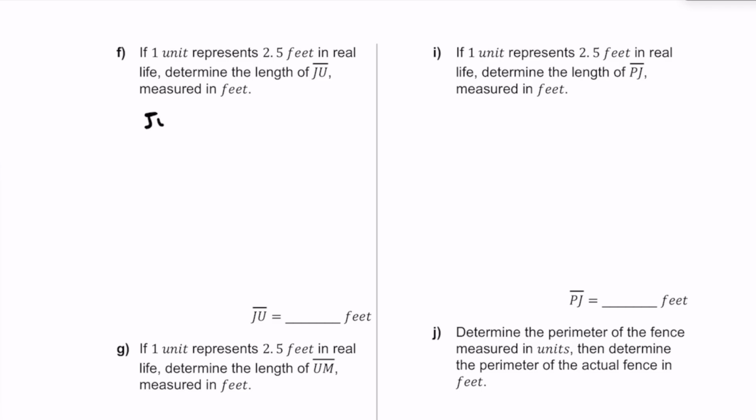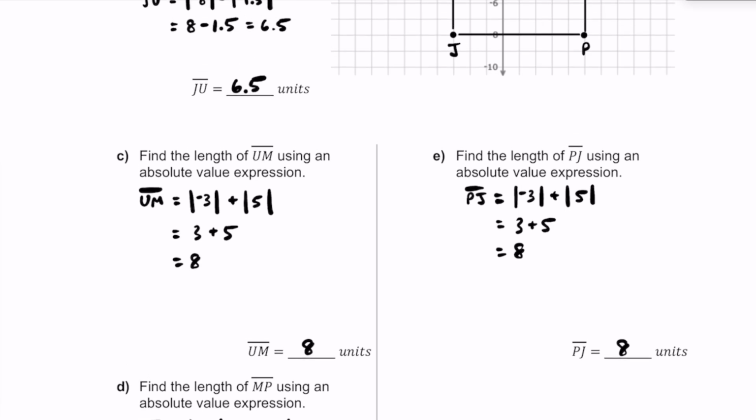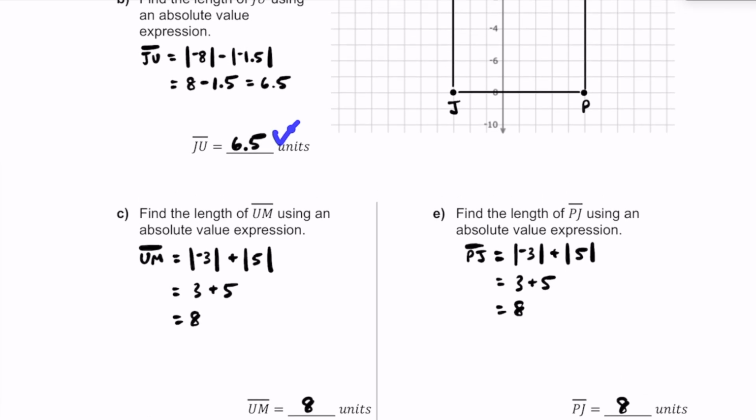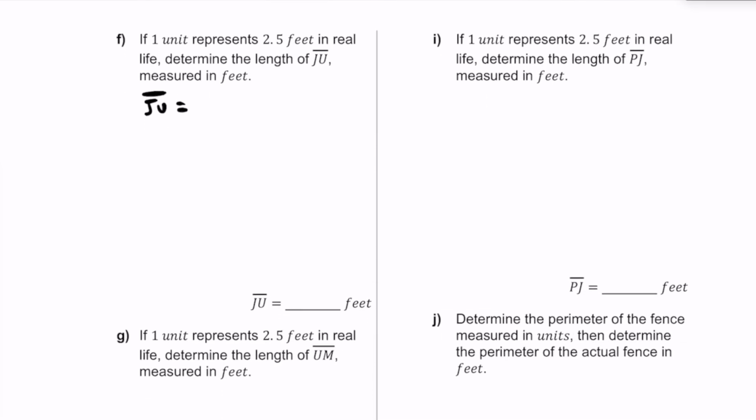So let's go ahead and do that. Segment JU, let's see how long that was in units. For JU, well, that was 6.5 units, right? So let's go ahead and deal with that. So we have 6.5 units, but each one of those units is actually going to be 2.5 feet in real life. So if we multiply this by 2.5, we'll figure out what segment JU is measured in feet instead.